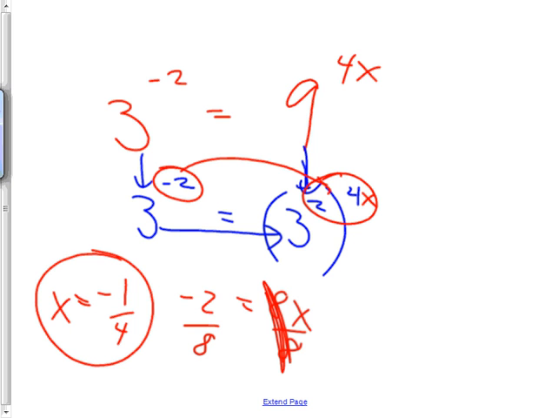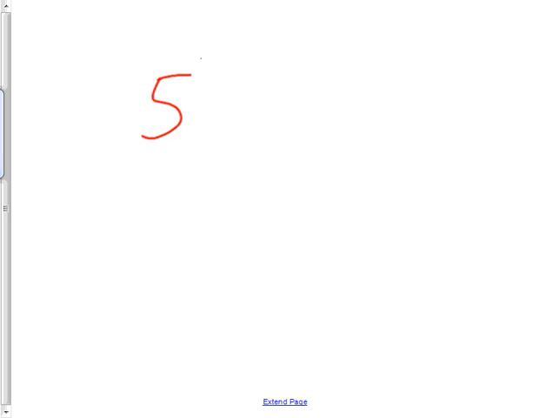Let me give you another one like that. 5 to the negative 3rd is equal to 125 to the 2x. Solve. Make the bases the same. It won't be too tough. Okay. Mr. D in the back. Get me started.